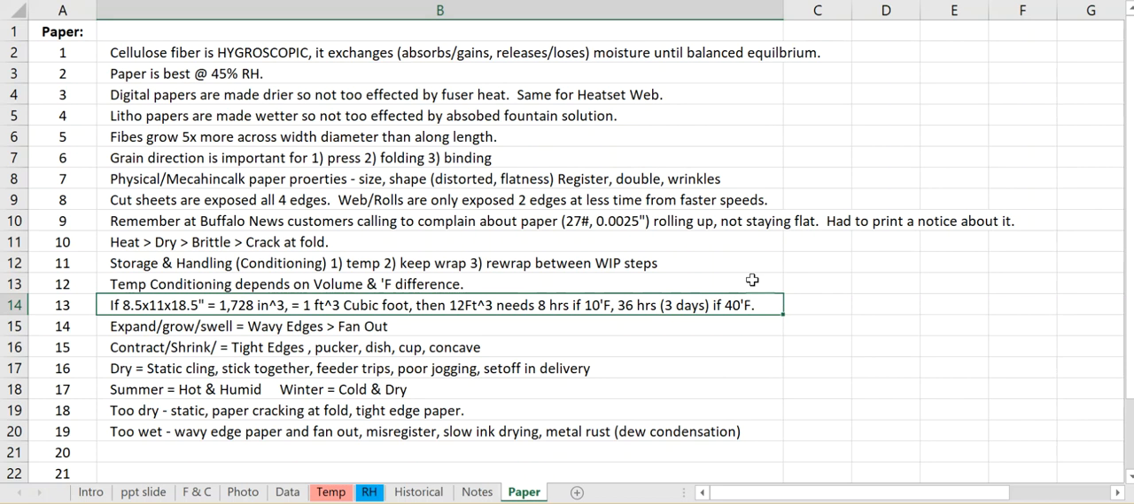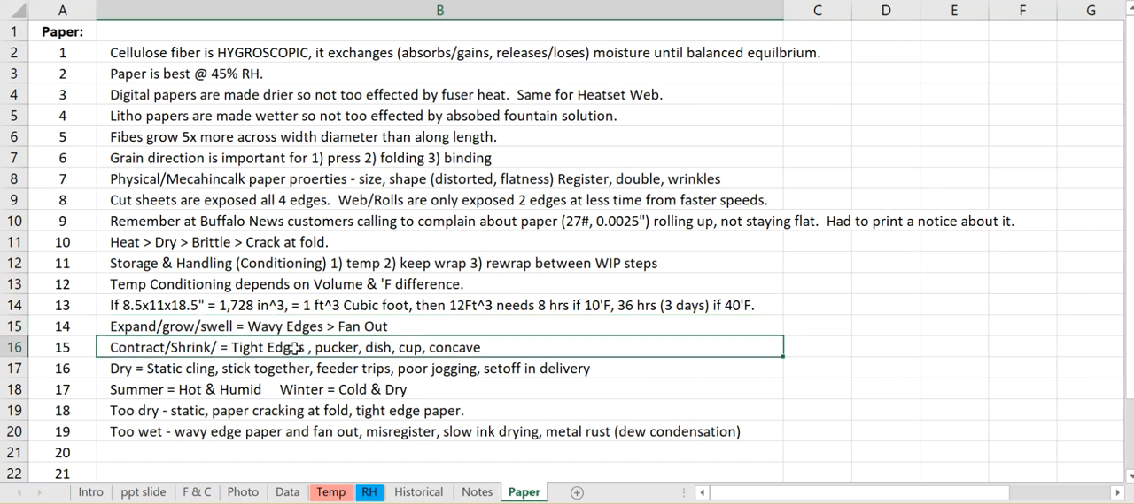If you come off of a cold truck at 30 degrees and you bring it into a press room at 70 degrees, that's a 40-degree temperature difference, right? Again, if you expand and grow and swell, the paper becomes wavy edged, and that gives you fan-out misregister. If the paper contracts and shrinks, you get tight-edged paper. The paper looks like it's puckered in the center. It's kind of like a dish cup or concave shape to it.